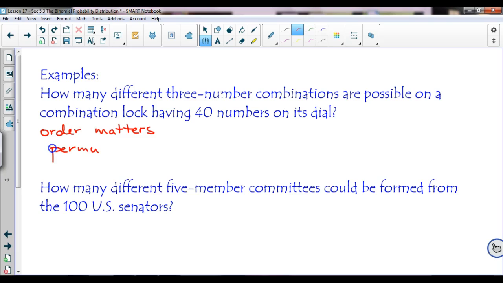And welcome to the world of mathematicians, because we hate the fact that they're called combination locks. They should be called permutation locks. Drives us bonkers.